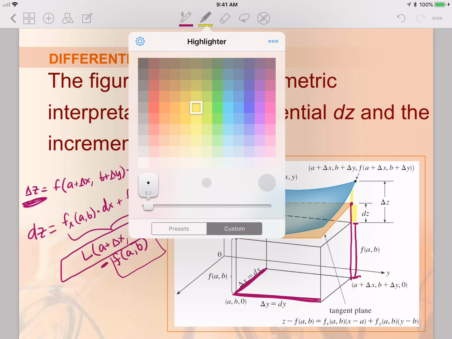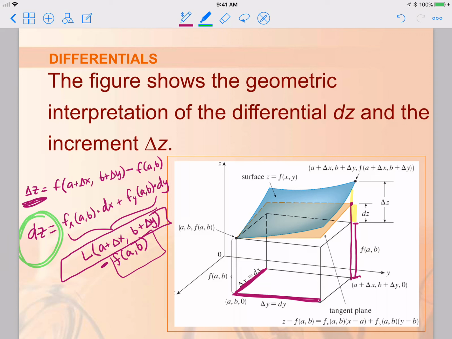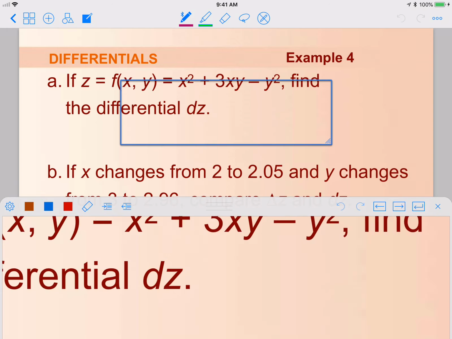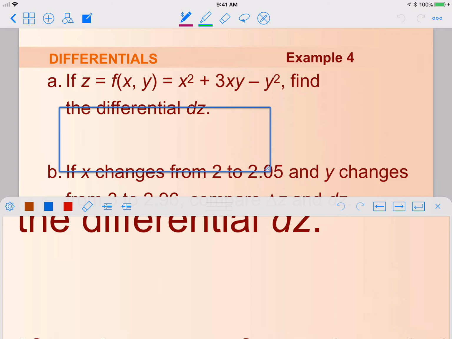Okay, so just to recap, your differential is based on your linearization, and your linearization is based on your increment. Okay, so let's do an example here. If z is equal to x squared plus 3xy minus y squared, find the differential. Okay, so let's find that differential.